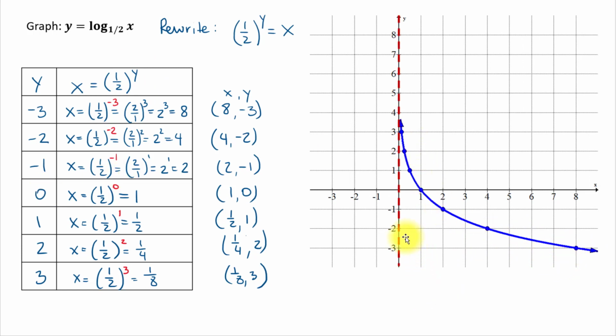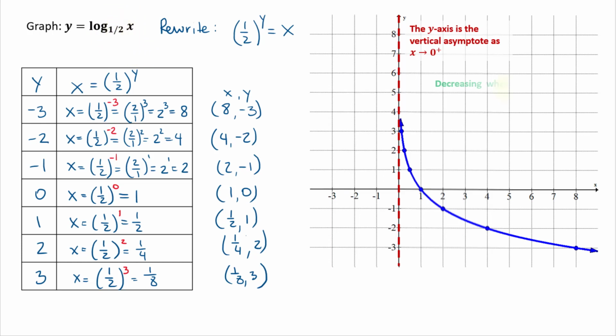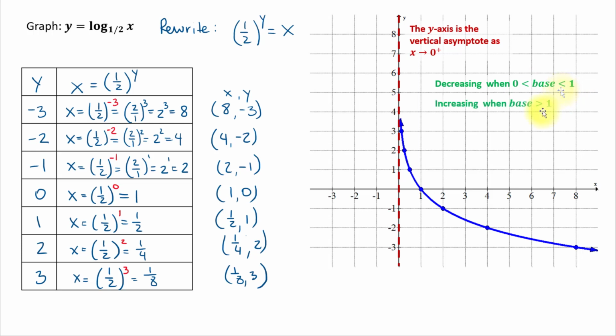And the y-axis will be its asymptote. It's the vertical asymptote of the graph as x approaches 0 from the right. I noticed that this graph is decreasing compared to the previous one, but that's because the base of this logarithm is less than 1, or I should say between 0 and 1. So the graph of a logarithmic function will be decreasing every time the base is between 0 and 1, and increasing when the base is greater than 1.